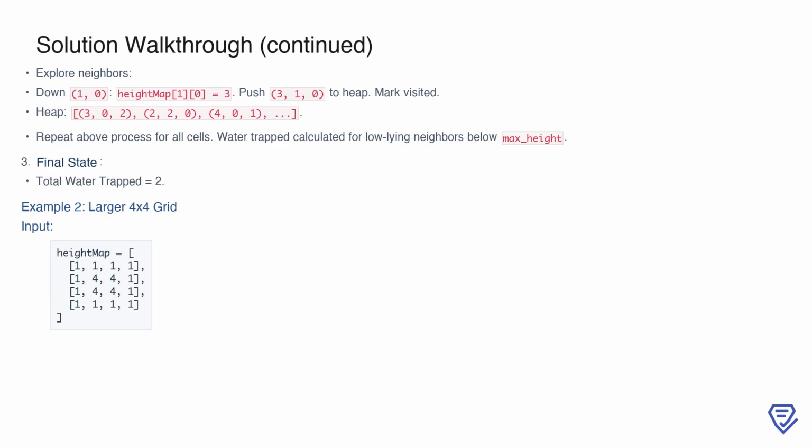The heap now has entries like (3, 0, 2) and (2, 2, 0), and the process repeats for all other cells. During this iterative process, any low-lying neighbors below the max_height contribute to the trapped water. For this grid, after processing all cells, we calculate the total water trapped as 2 units. This approach ensures we account for all potential low points surrounded by higher boundaries.